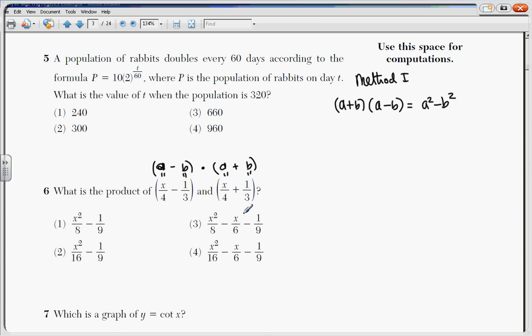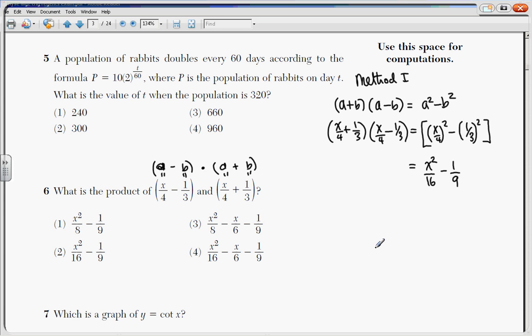Okay, so using this whole idea, I can just say x over 4 plus 1/3 times x over 4 minus 1/3 equals a squared, which is x over 4 squared, minus b squared, which is 1/3 squared. If I expand that, I'm just going to end up with x squared over 16 minus 1 over 9. And that's my answer. Answer is 2. So this is method 1. It requires that you know this formula, okay?